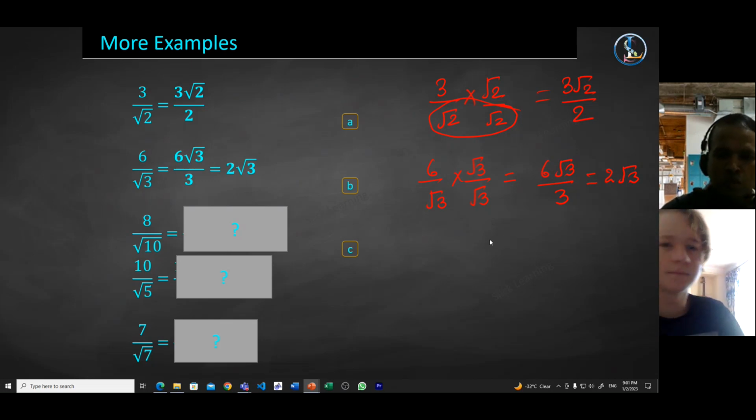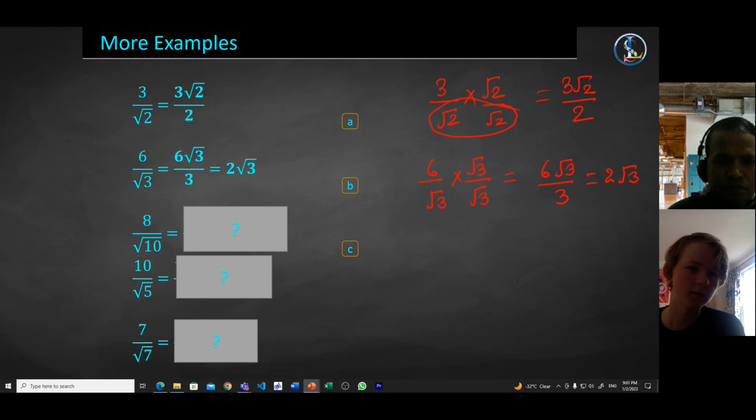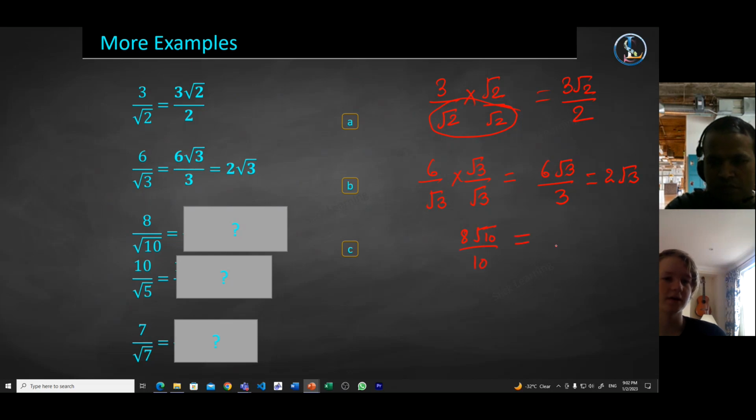Wherever it is possible to simplify, we will do the simplification so we always write in simplest form. Like that, can you check 8 over square root 10? You times it by square root 10 over square root 10, and that would amount to 8 square root 10 over 10. Could you simplify that down? I don't think you can. Yes, you can simplify.